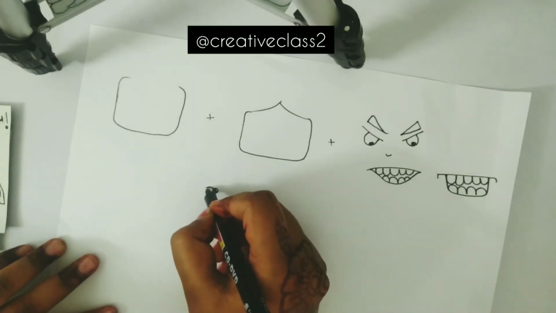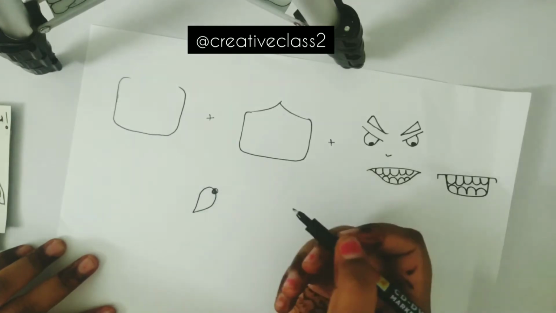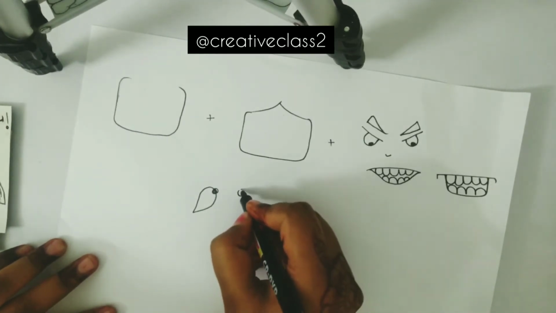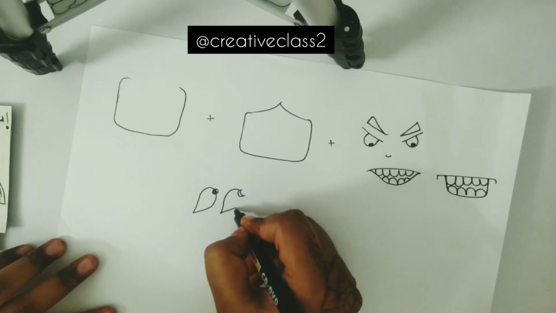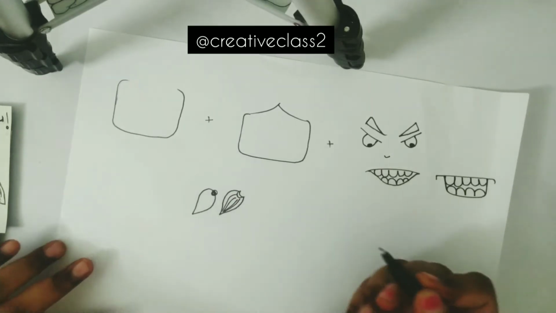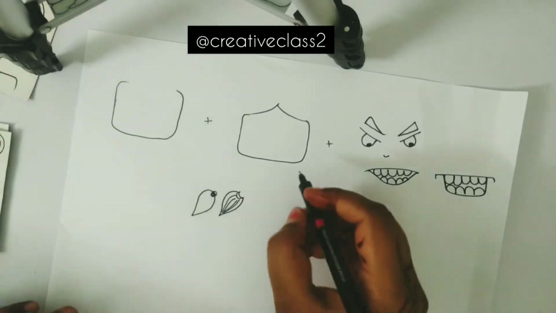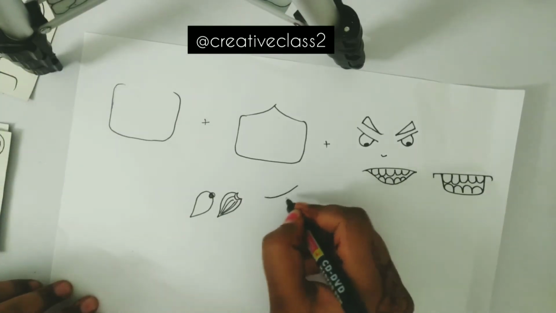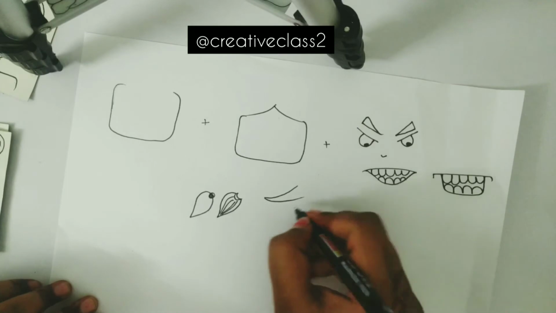So next thing is the hairstyle. This is just a simple drawing of a ponytail. As today we are going to see a girl face doodle, we need this. Okay, so just try this at least 2 or 5 times so that you get a hang of it.